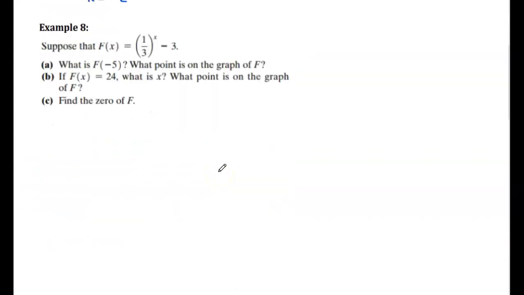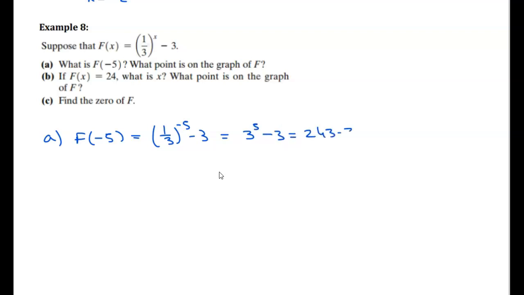All right, let's look at example 8. We have the function f of x equals 1/3 to the x minus 3. f of -5 is equal to 1/3 to the -5 minus 3. This is a negative exponent, so we take the reciprocal of 1/3, which is 3 to the positive 5. This is 243 minus 3, so this is 240. So the point is x equals -5 and y equals 240.